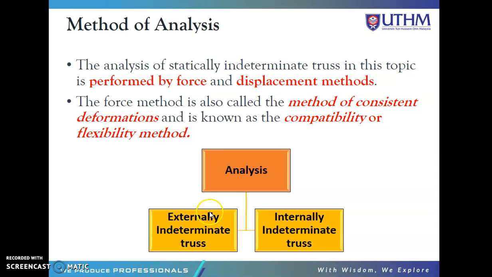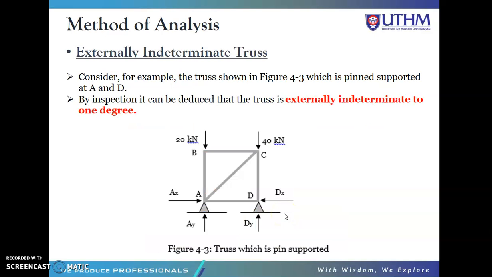So, externally adalah based on the number of the reaction exceeding the number of the equilibrium. So, internally maksudnya dia ada redundant of the member. Okay. So, let's see for the externally indeterminate trusses. Okay, for this example, kita akan inspect them here.